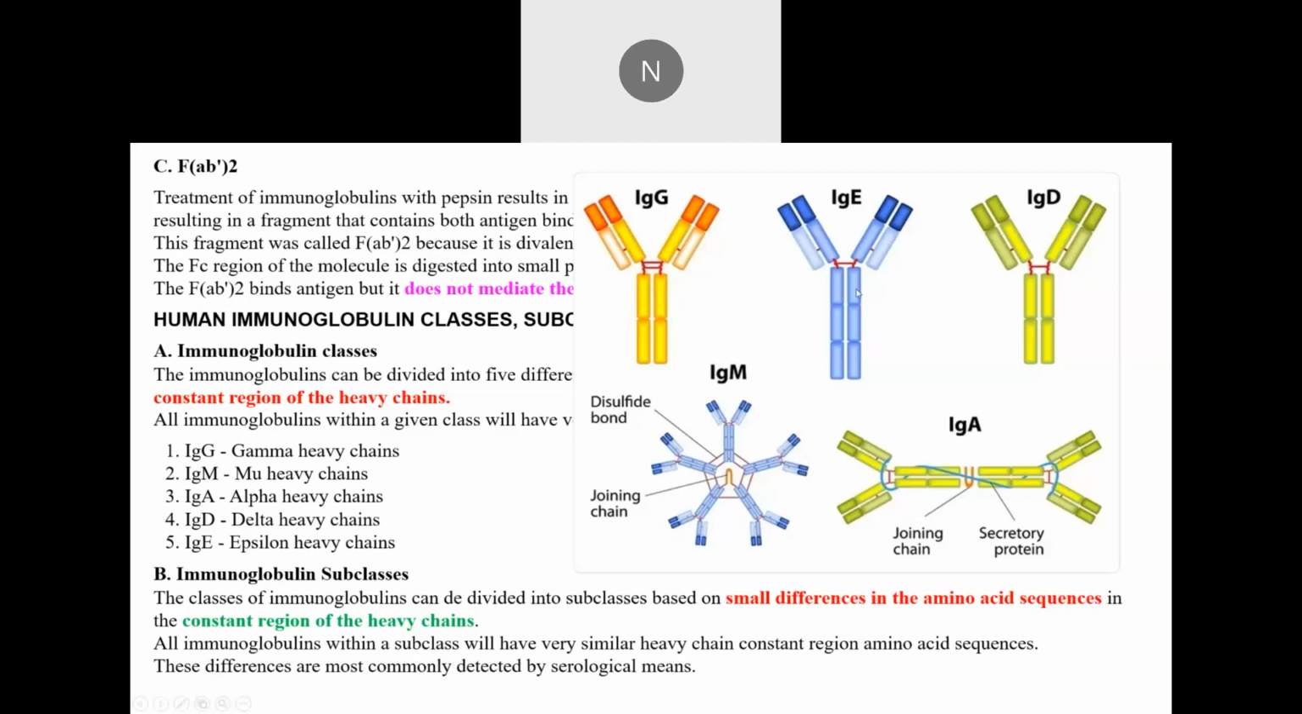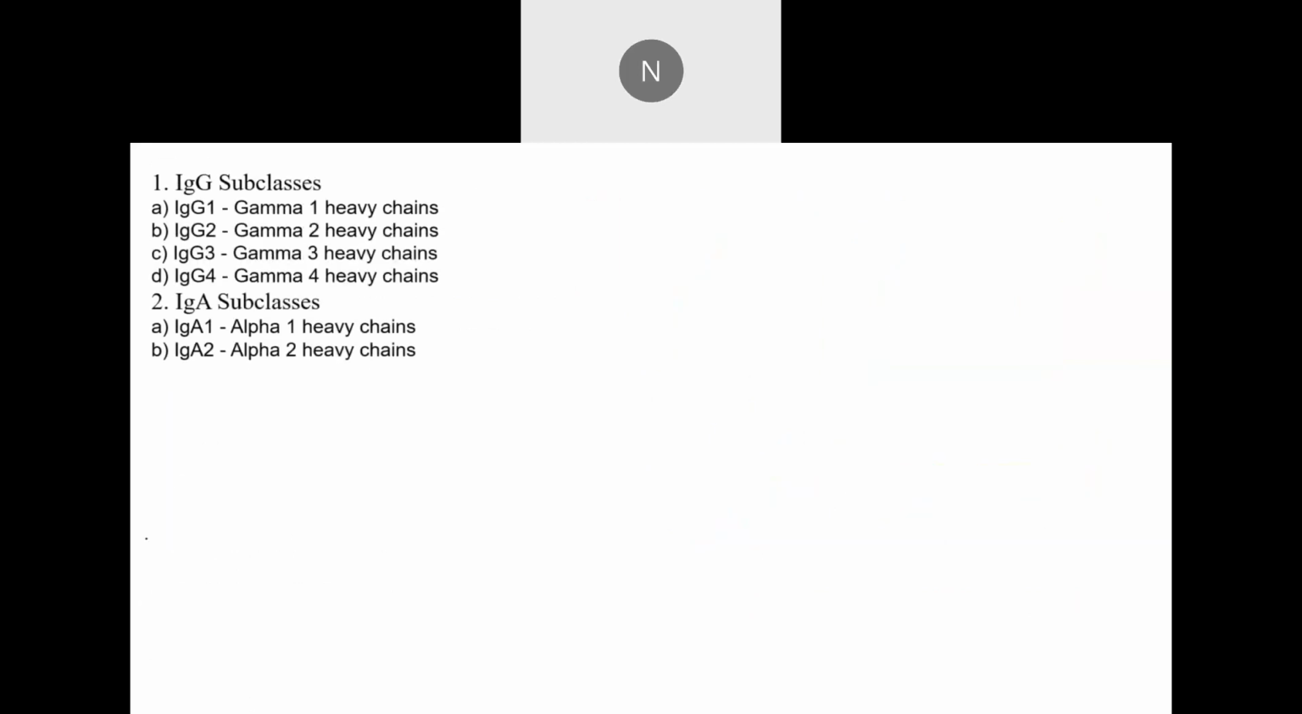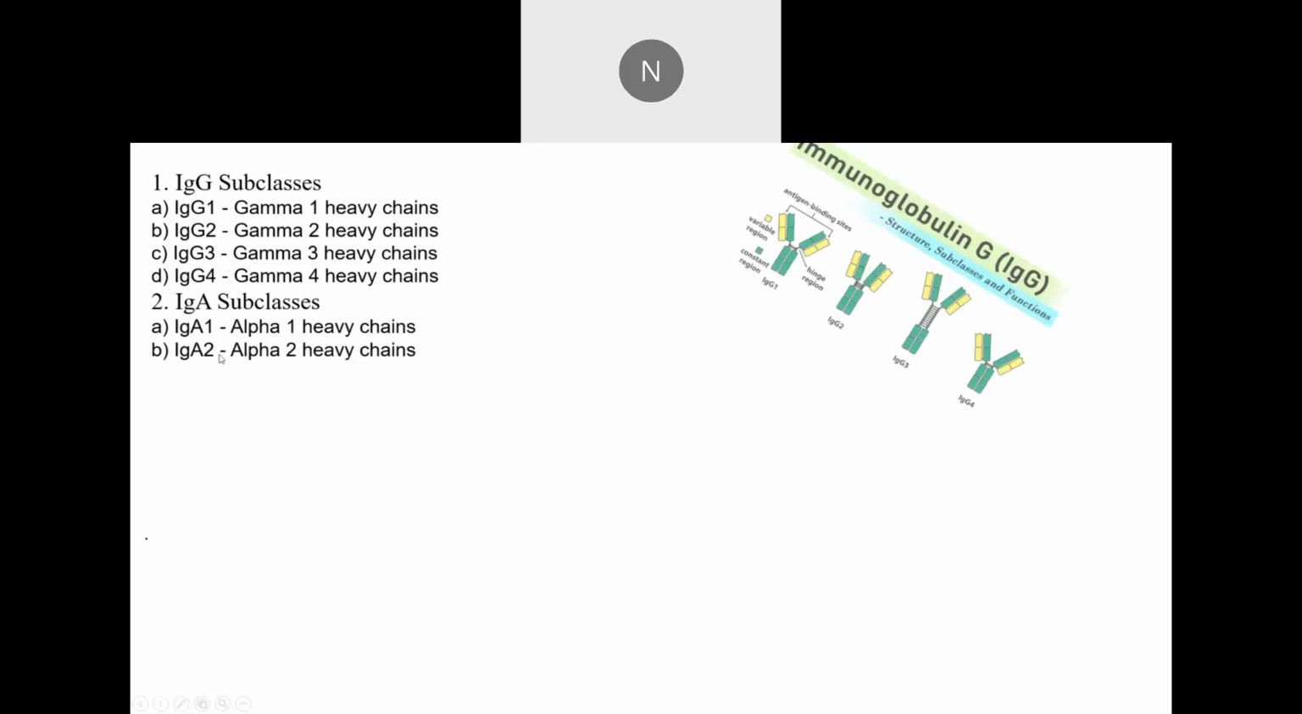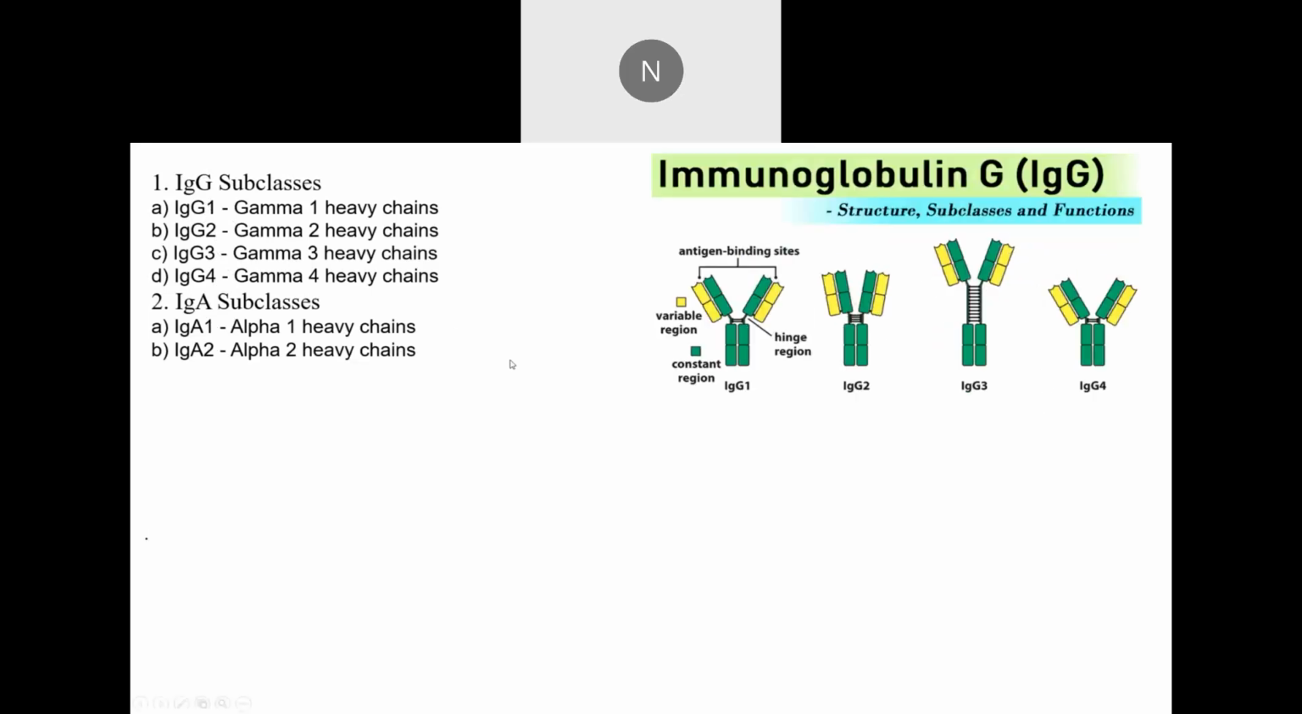In the heavy chain, this is the variable region and this is the constant region, as we saw in the earlier picture. If the amino acid sequence varies, it becomes like an isoform. It becomes like IgG1, IgG2, IgG3 based on the sequence of amino acids. So the subclasses are, as I said, IgG 1, 2, 3, 4. There are 4 subclasses. For IgA, there are 2 subclasses. And see the difference here.